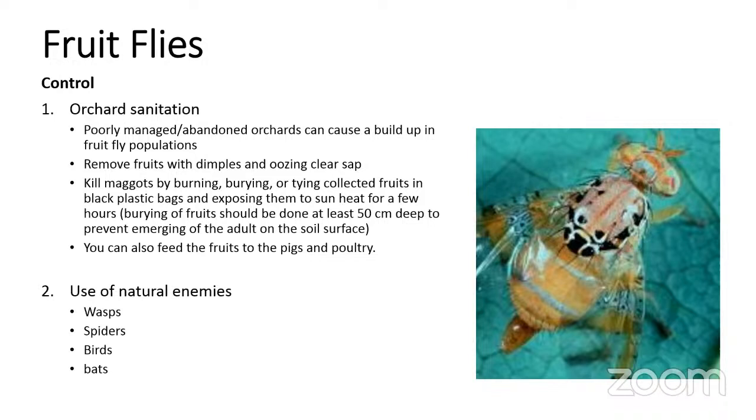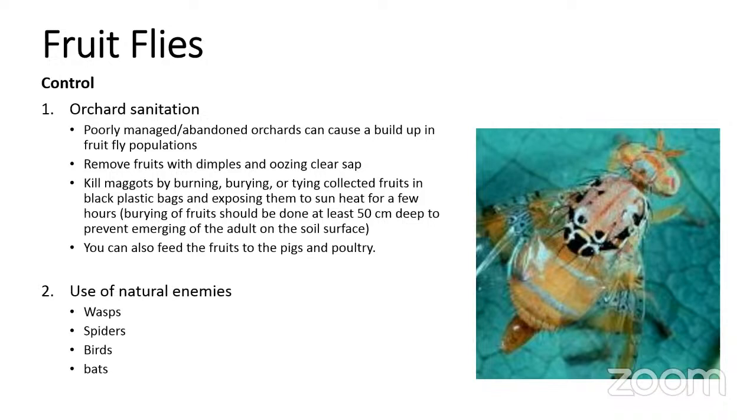Then the third thing you do under orchard sanitation is that you kill maggots by burning, burying, or tying collected fruits in black plastic bags and exposing them to sun heat for a few hours.